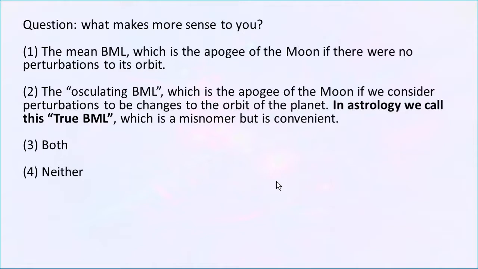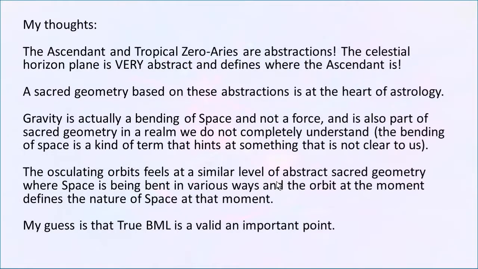I think that's fine. Okay, so which makes sense to you? Just intuitively, do you think we should use the mean or the osculating, or both, or neither? And so what my thoughts about it is this. Let's take a step back and think about what we do in astrology. We use the ascendant. We use tropical 0 Aries.